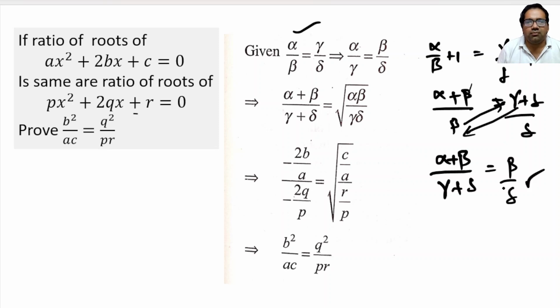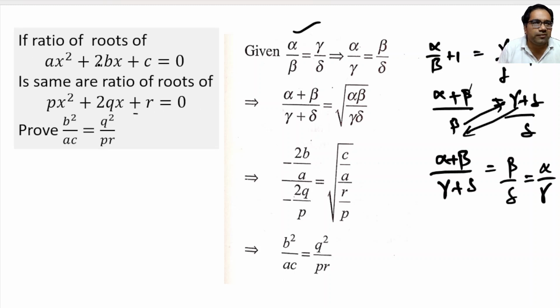So far, so good. But then what? What is beta by delta? Alpha by beta equal to gamma by delta. What does that mean? Alpha by gamma is equal to beta by delta. So this is equal to alpha by gamma also. Alpha by gamma is equal to beta by delta. So far, so good.